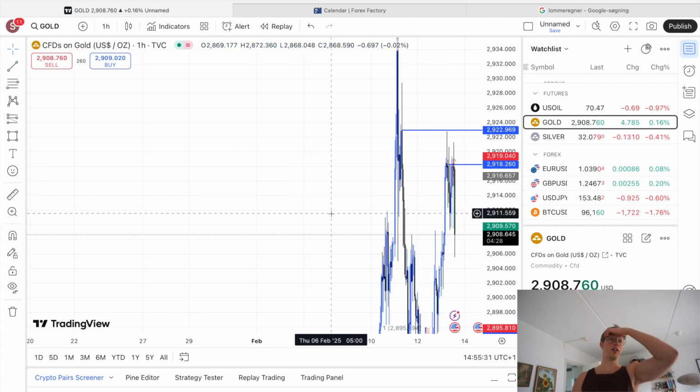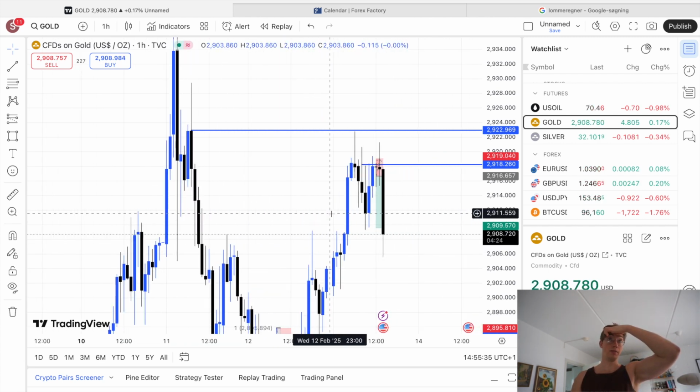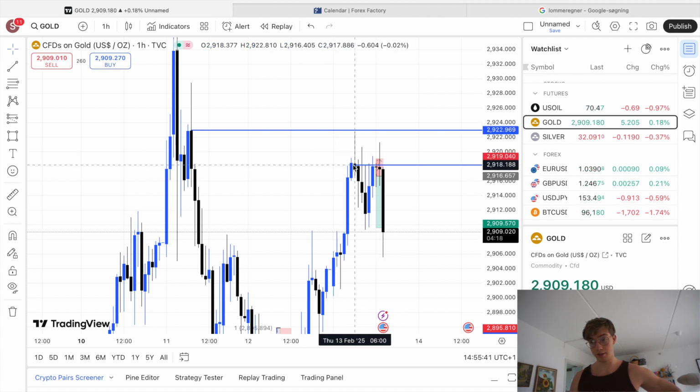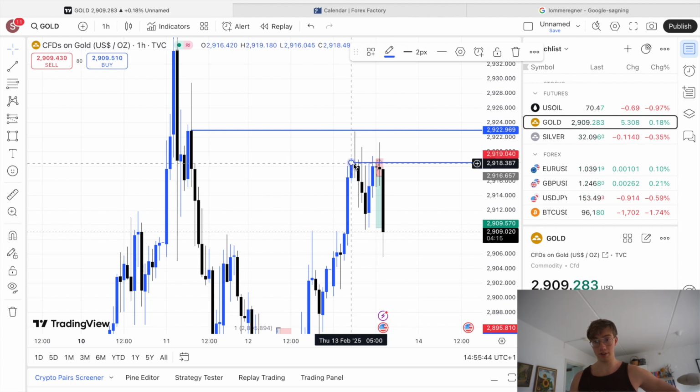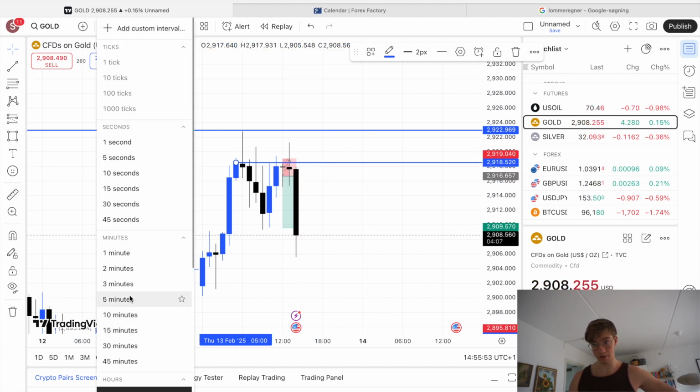Today there was not a lot of thinking about anything. It was basically only liquidity sweep, break of structure. And here we see liquidity land within this area. Then we just see liquidity sweep. Let me just go to the 5-minute.